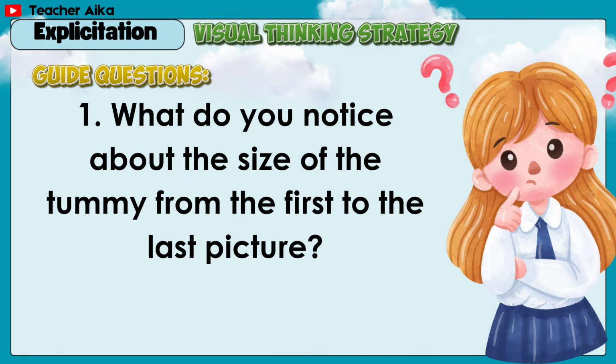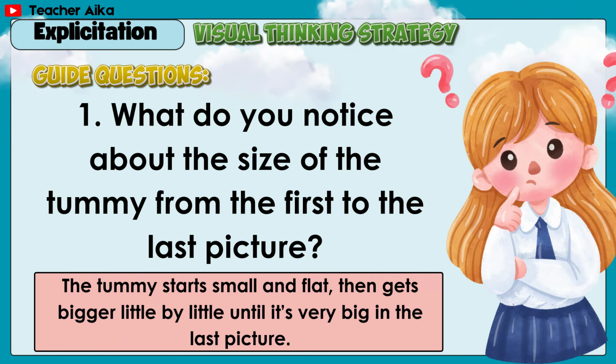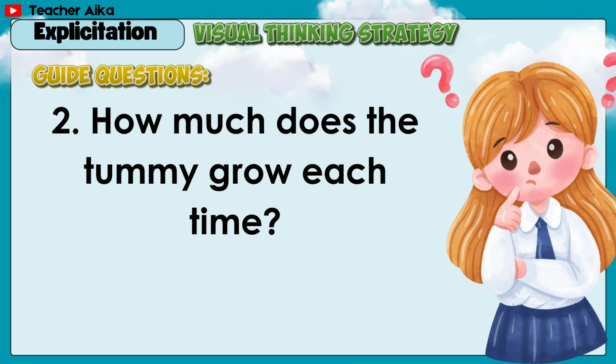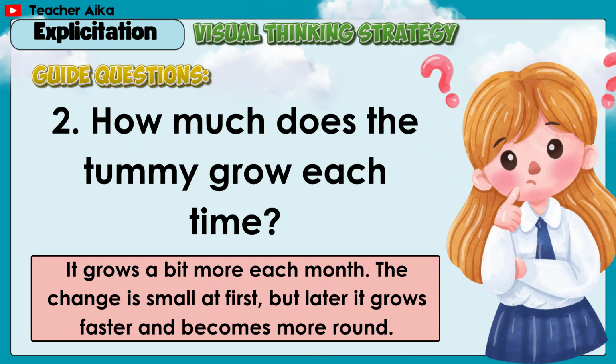Guide questions. Number 1, what do you notice about the size of the tummy from the first to the last picture? Answer, the tummy starts small and flat, then gets bigger little by little until it's very big in the last picture. Number 2, how much does the tummy grow each time? Answer, it grows a bit more each month. The change is small at first, but later it grows faster and becomes more round.